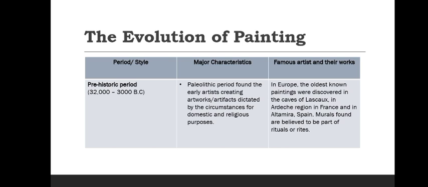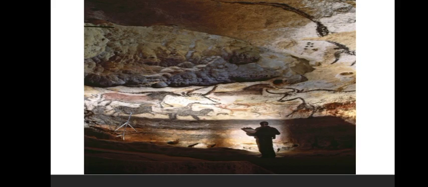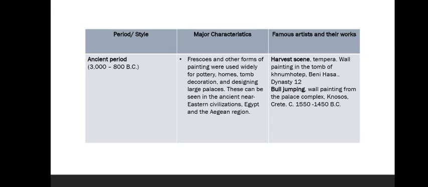The famous artists and their works during this period are in Europe. The oldest known paintings were discovered in the caves of Lascaux in the Ardèche region in France and in Altamira, Spain. Murals found are believed to be part of rituals or rites. This is an example of a cave mural during the prehistoric period. This proves that the history of art, painting in particular, spans various times and cultures.